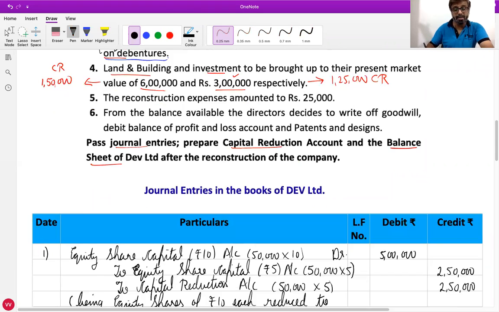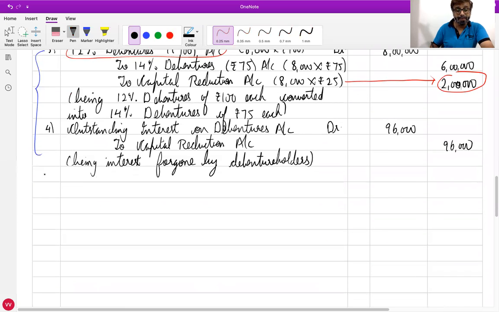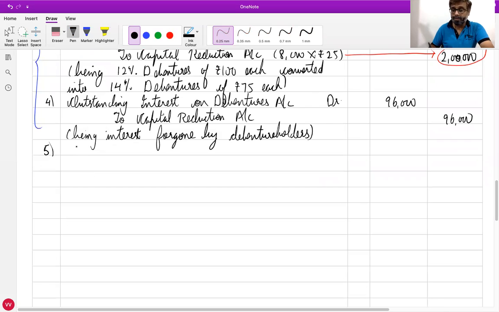What entry will be passed for the fourth adjustment? Capital reduction account debit? No, we are not writing off the asset. We are transferring the money to capital reduction. It's a profit. The value of assets is increasing.